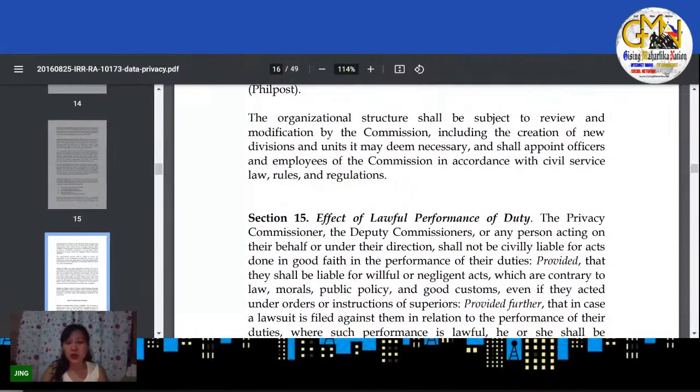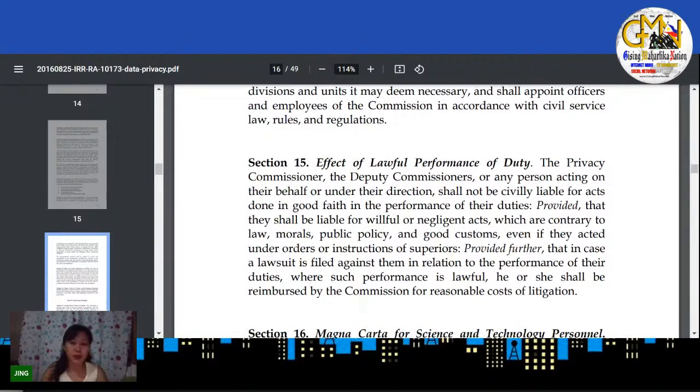The organizational structure shall be subject to review and modification by the Commission, including the creation of new divisions and units as may be deemed necessary, and shall appoint officers and employees of the Commission in accordance with civil service law, rules, and regulations.